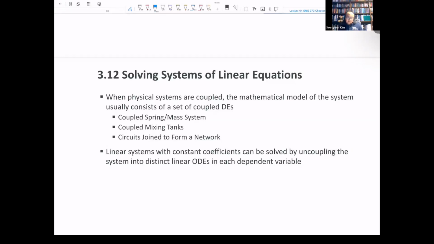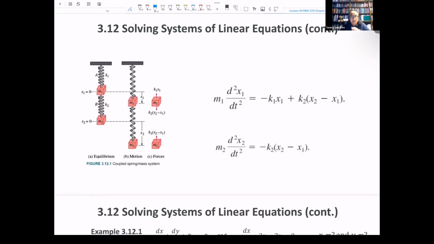So we're in section 3.12, solving systems of linear equations. When we model any given system, we could have two equations. For example, as mechanical engineers, you're going to model a spring mass system. Then we have two different equations. At this time, we have x1 and x2 with respect to the t domain. If that is the case, we need to solve for x1 and x2.